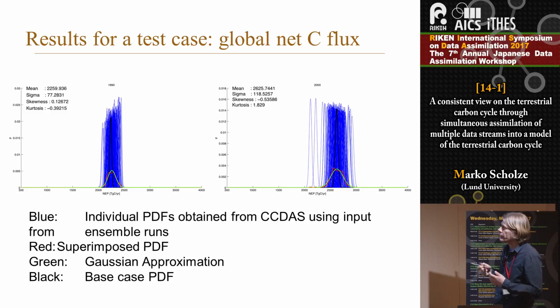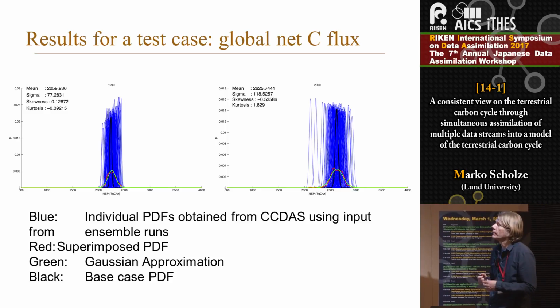So here the blue lines are the individual ensemble runs again. The red is the superimposed PDF resulting from the individual ensemble runs. The green is the Gaussian approximation, and the black line is actually the base case, where we use the full CCDAS setup, the full variational setup for the whole model. And one thing which we see is that when we do that, we actually do underestimate the posterior uncertainty considerably, because we don't have the full uncertainty range which comes from the photosynthesis part of the model.